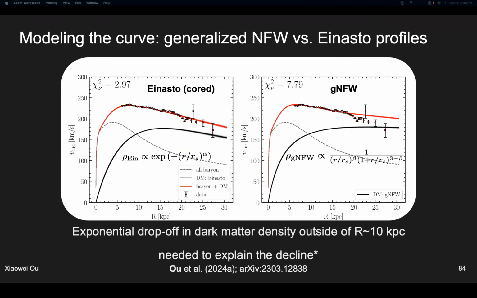On the other hand, if we allow things to be changing a little bit more rapidly, so now adopting an NFW profile with an exponential form, that decline can be reproduced with the model. And examining the fit further, we see that essentially what's happening is that to have this decline show up at the radius where we see it, we need to have an exponential drop off in the dark matter density outside about 10 kiloparsec. Now, this drop off has some really interesting, or concerning, implications for the mass distribution of the Milky Way.